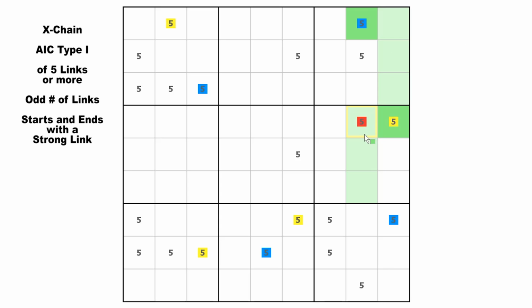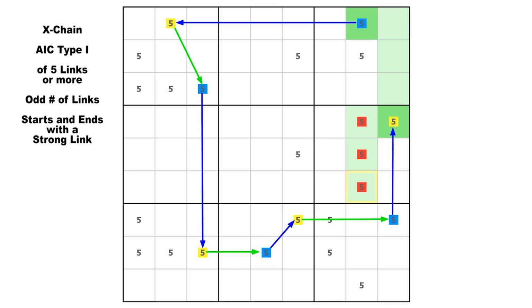But here, there can be a 5 in every one of these cells because that doesn't interfere with any of the strong links. So in this case, you can have 3 possible eliminations, those 3 red-colored 5s.